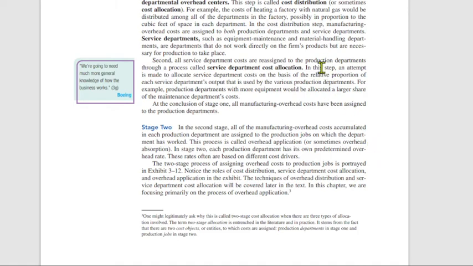Okay, under this kasi, yung second, all service department costs are reassigned to the production departments through a process called service department cost allocation. So, from service, i-allocate sa production. Sa stage 2 naman, yung nandun sa production department ay i-assign na dun sa particular production jobs. Okay? So, kaya po siya two-stage cost allocation process.